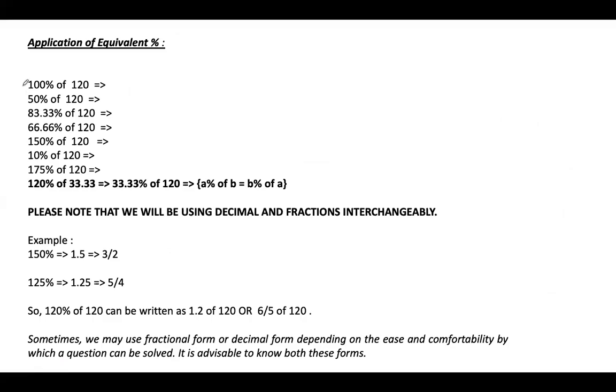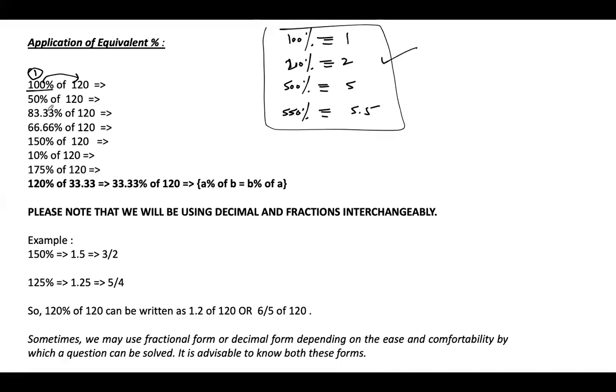For example, if I were to calculate 100% of 120, how will you do it? 1 by 1 of 120. So if 100% is equivalent to 1, then 200% would be equivalent to 2, 500% would be equivalent to 5, 550% would be equivalent to 5.5. Good. Similarly, 50% would be half of 120.